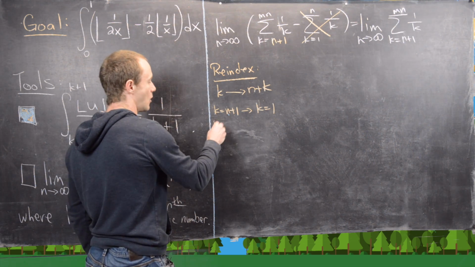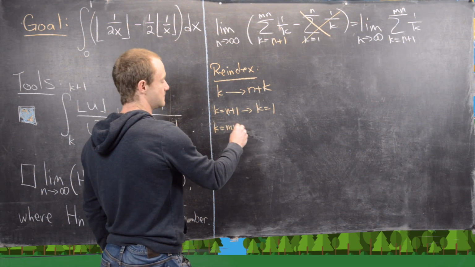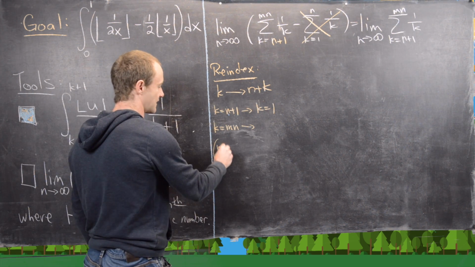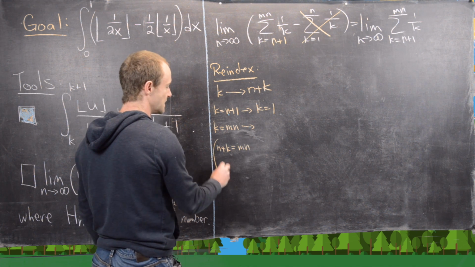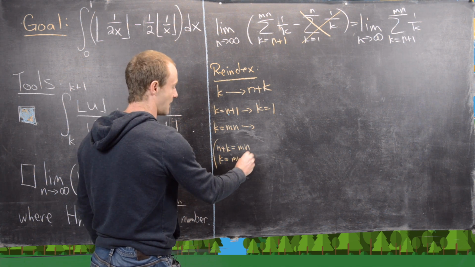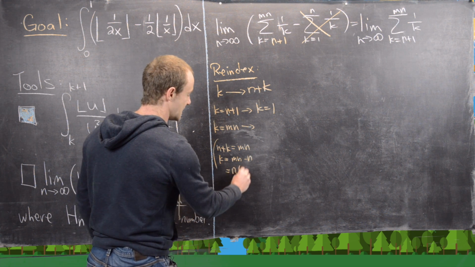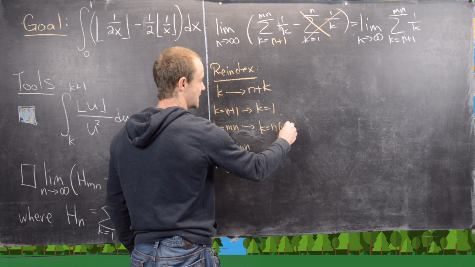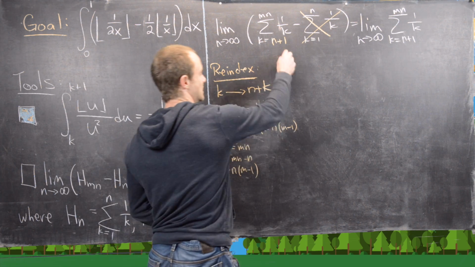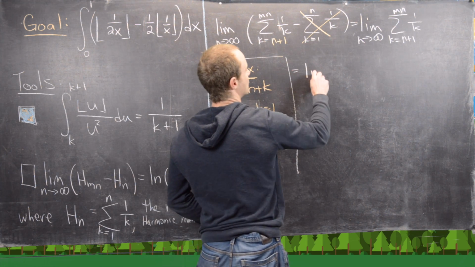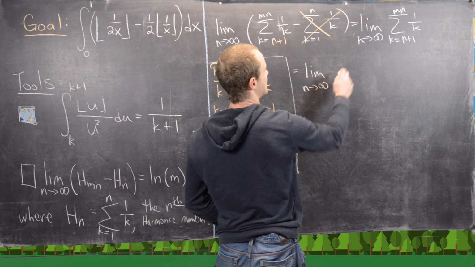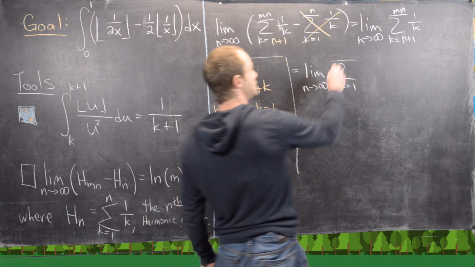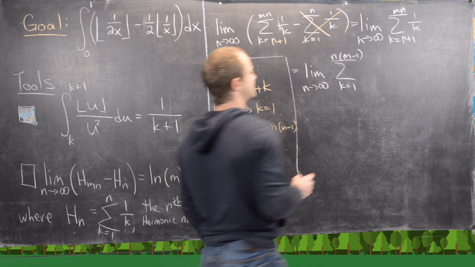And then furthermore, our old upper bound was k equals mn. But if we replace k with n plus k, well, let's just go ahead and calculate that on the side. We have n plus k equals mn, so that's going to make k equal to mn minus n. In other words, it is n times m minus 1. So that makes our new upper bound n times m minus 1. So that's going to allow us to rewrite this sum in the following way. We have the limit as n goes to infinity of the sum k equals 1, that's our new lower bound, up to n times m minus 1.